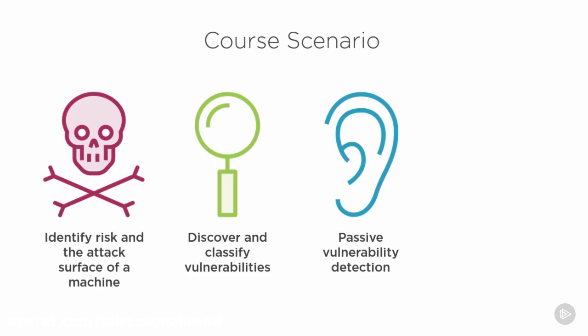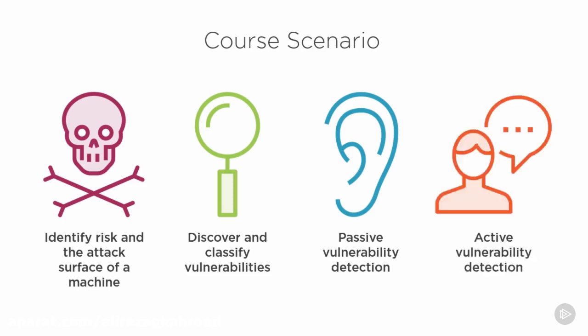Even though it takes an active method to do this, we actually are going to passively listen so we can't actually be detected, and it's what we call non-intrusive or open source information gathering, and we're going to identify that to be able to analyze what vulnerabilities are there just by listening.